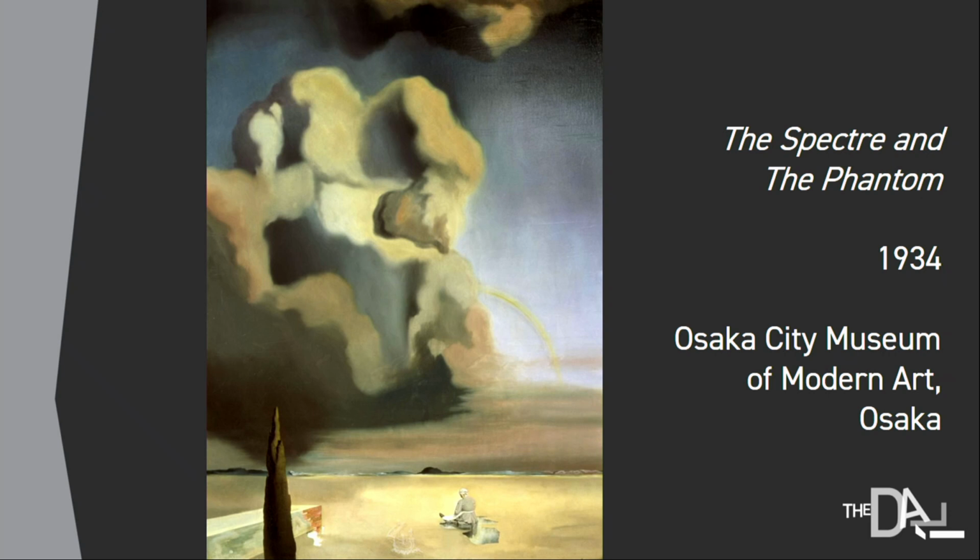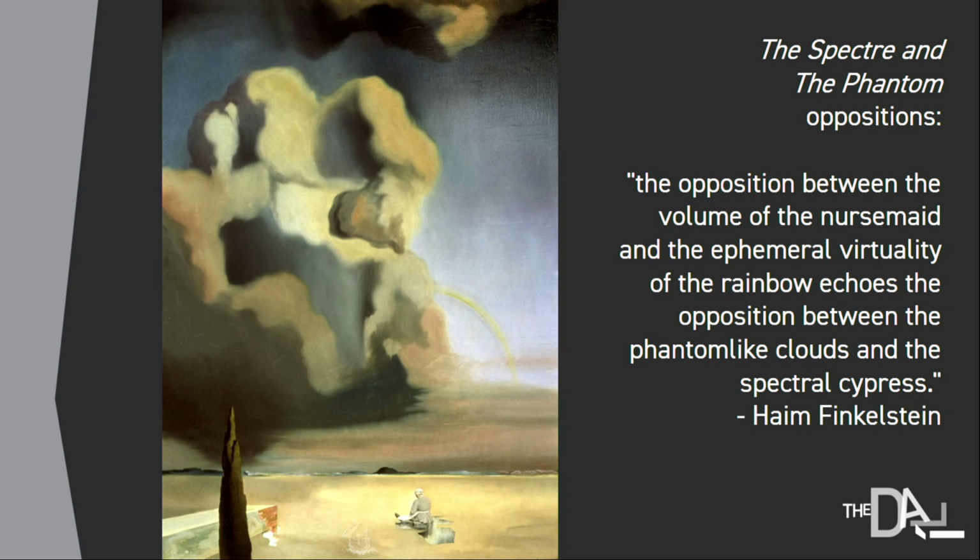And the way that this transition works is explained here by one of Dalí's scholars, Chaim Finkelstein. He says the opposition between the volume of the nursemaid, so phantom, and the ephemeral virtuality of the rainbow, so the spectral part here is the rainbow, echoes the opposition between the phantom-like cloud, so again, voluminous, puffy, full of volume, and the spectral cypress tree. So the cypress tree and the rainbow are spectral, the large woman with the cloud up above are phantoms.